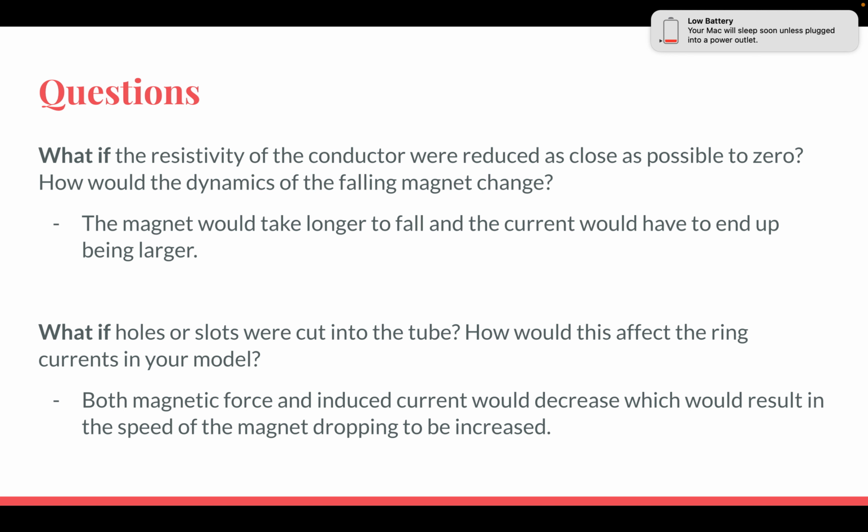And the next question was, what if holes or slots were cut into the tube, and how would this affect the ring currents in the model? And both the magnetic force and the induced current would decrease, and this would result in the speed at which the magnet is dropping to be increased.